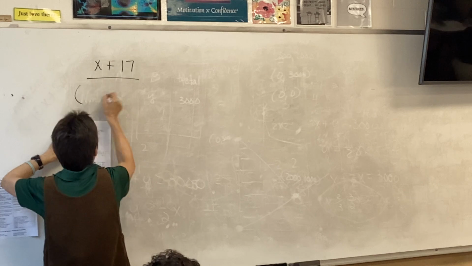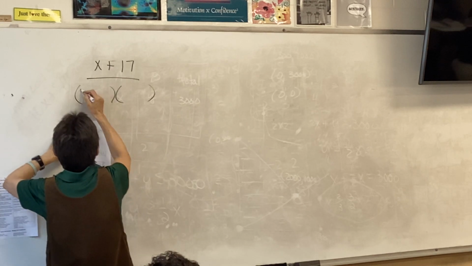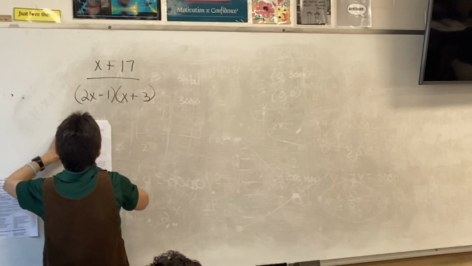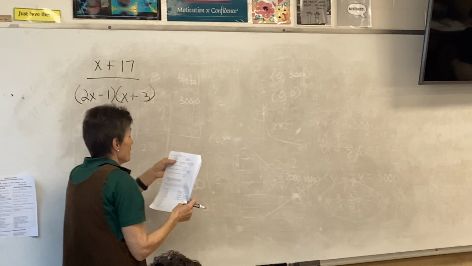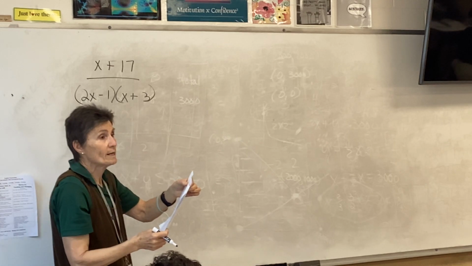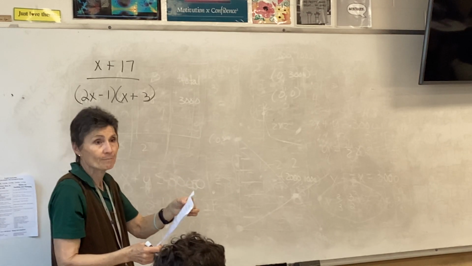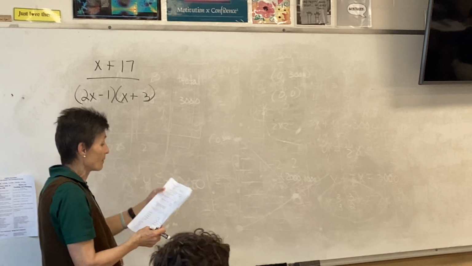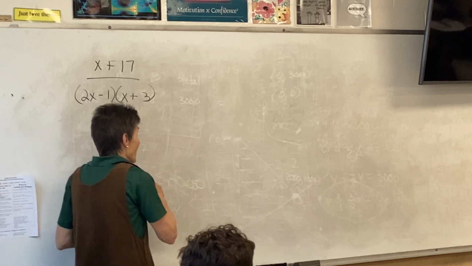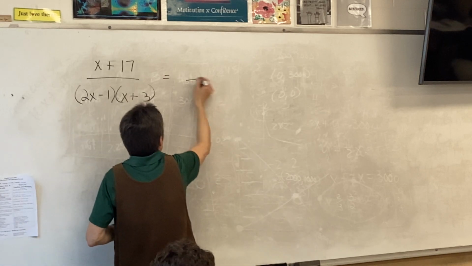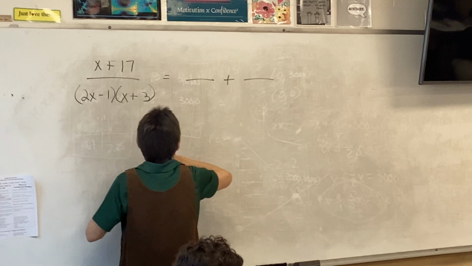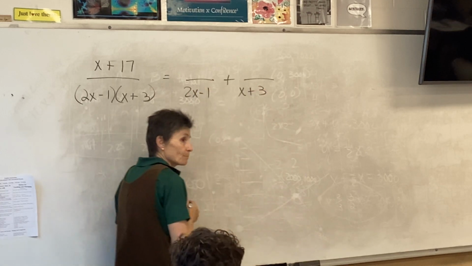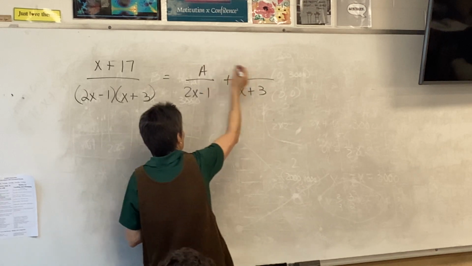So, it looks like my factors are 2x minus 1 and x plus 3. I'm going to double check that. Some of you factored wrong on your quiz, and guess what happens? If you factor wrong, you're wrong. So you have to make sure you factor correctly. Foil it out. I think I'm right. Okay, now what? I've got it factored. I set up my two separate fractions, which are over 2x minus 1 and x plus 3, with A and B, or whatever you want to call them.